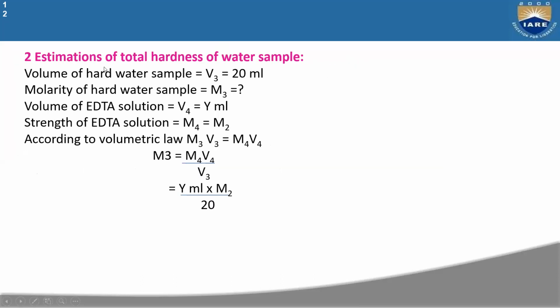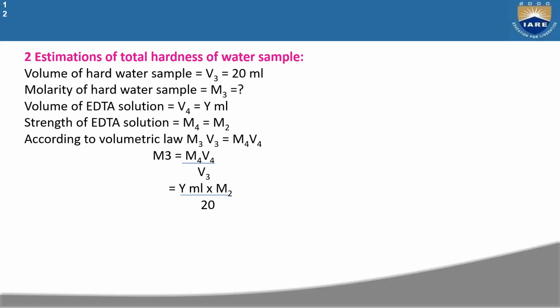So you can see the estimation of total hardness of water sample. Okay, volume of hard water sample, V3, is equal to 20 ml. Molarity of hard water sample, M3, we have to find out. Here we have to find out the molarity of hard water. Volume of EDTA solution, V4, is equal to y ml. Strength of EDTA solution, M4, is equal to M2.